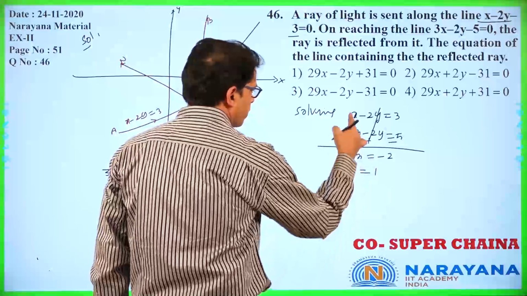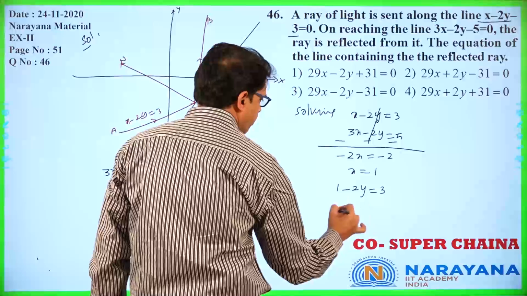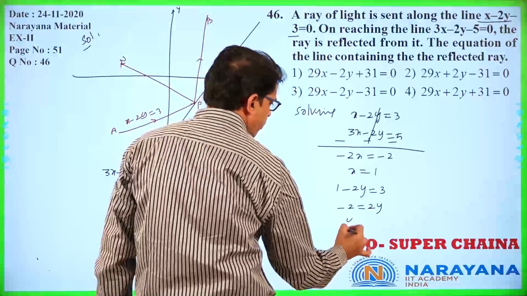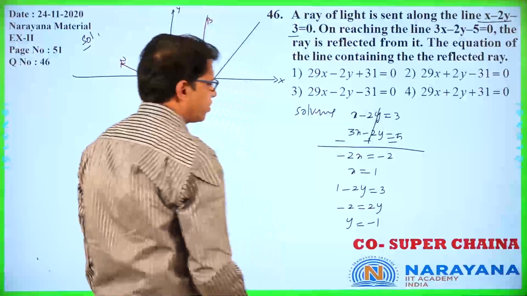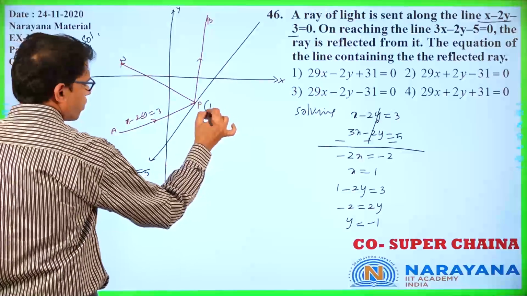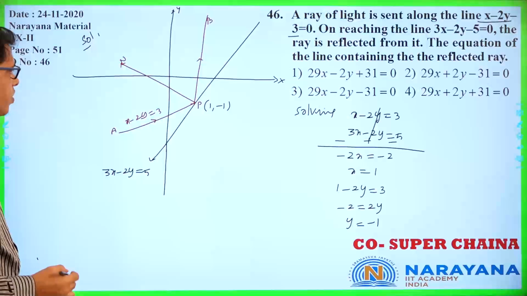Replace here. What is the y value? So 1 minus 2y equals 3. That implies 1 minus 3, minus 2 equals 2y. So y equals minus 1. Therefore, what are the P coordinates? P coordinates are (1, minus 1).